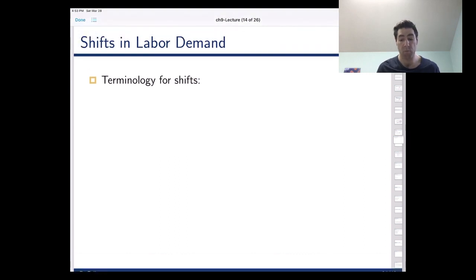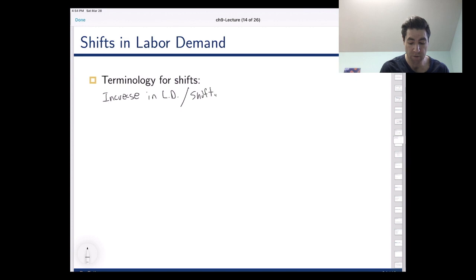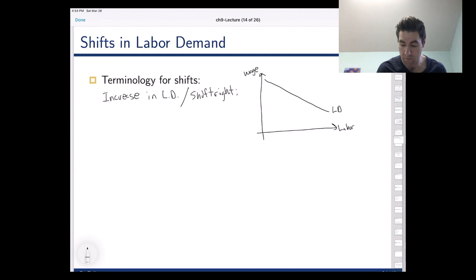Before we get there, a little bit of terminology. An increase in labor demand, or a shift to the right, I'm going to abbreviate labor demand by LD. A shift right is going to look like the following. If I plot my labor demand with the quantity of labor on the horizontal axis and the wage on the vertical axis, the first labor demand curve, if that shifts to the right, it's simply a parallel shift.